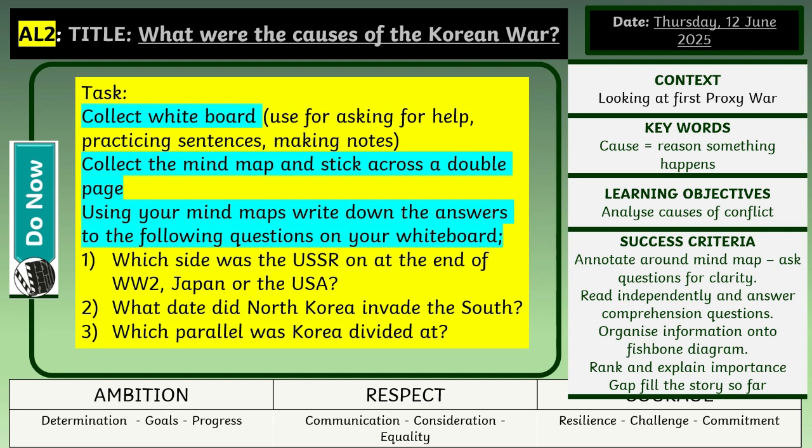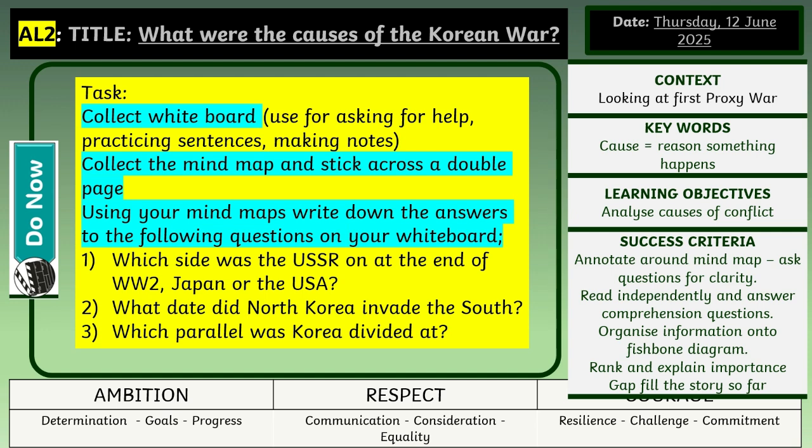Our learning objectives are to analyse different causes of conflict. Then we know from history, money, power, prestige, superiority are all reasons. So again, your success criteria, you're going to annotate around the mind map. I've said on here to ask questions for clarity. If you're not in lesson, you can email if you're stuck on something. There's some reading independently and to answer some comprehension questions from the big resource sheet.